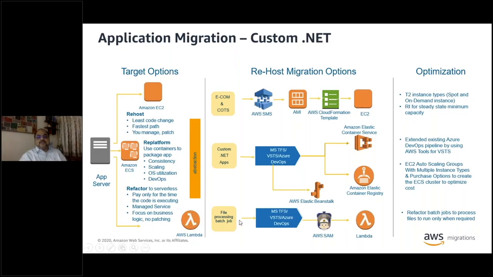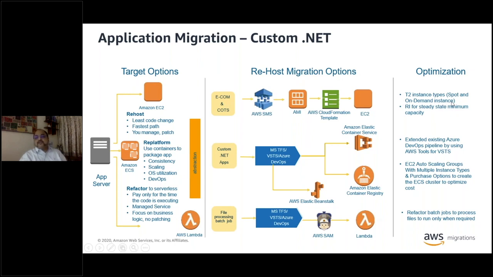Similarly, another use case is file processing batch jobs, which you are typically running using MSTFS or VSTS, and that can be moved to AWS SAM or Lambda for processing. This is serverless technology of AWS. So what is the rehost? Then optimization.